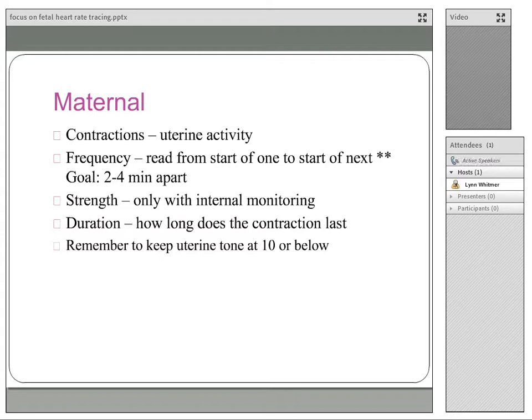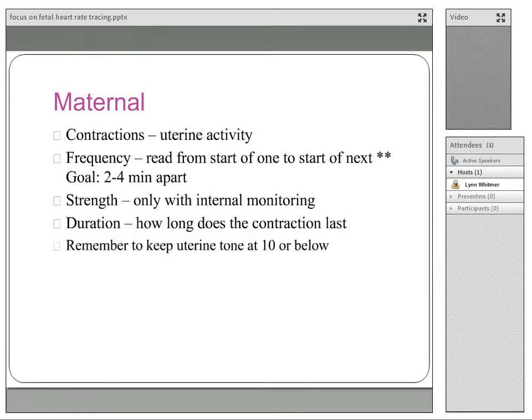So remember I said early in this presentation that with external fetal monitoring, the only thing that you're going to assess is frequency of contractions. We cannot determine the strength. We read our contractions from the beginning of one to the beginning of the next contraction. That's how we measure the frequency or the distance. Our goal for efficient labor is we want our contractions to be 2 to 4 minutes apart.